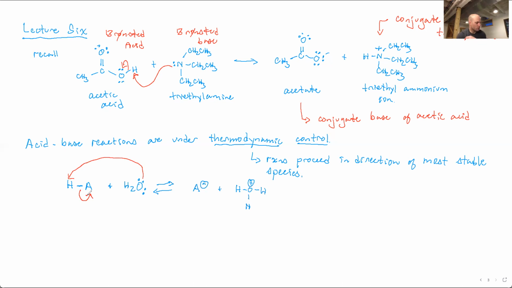Okay. And so just to give you a little more practice, HA, of course, is an acid. The water is behaving as a base. And A minus is the conjugate base of HA. And H3O plus is the conjugate acid of water.